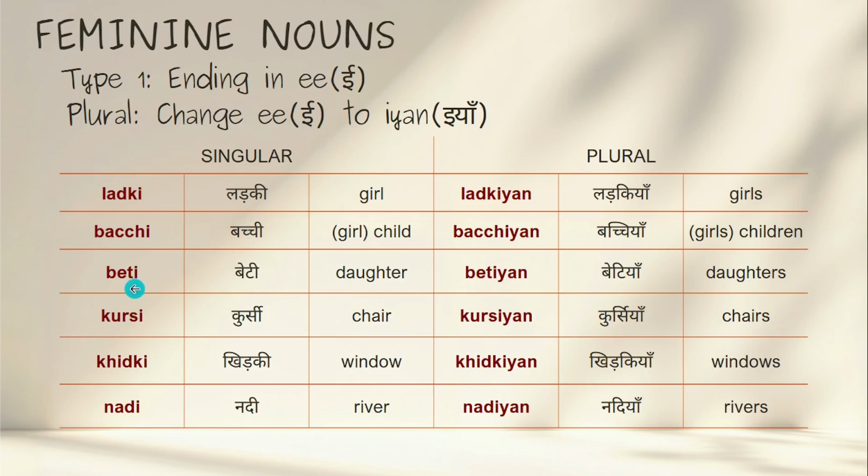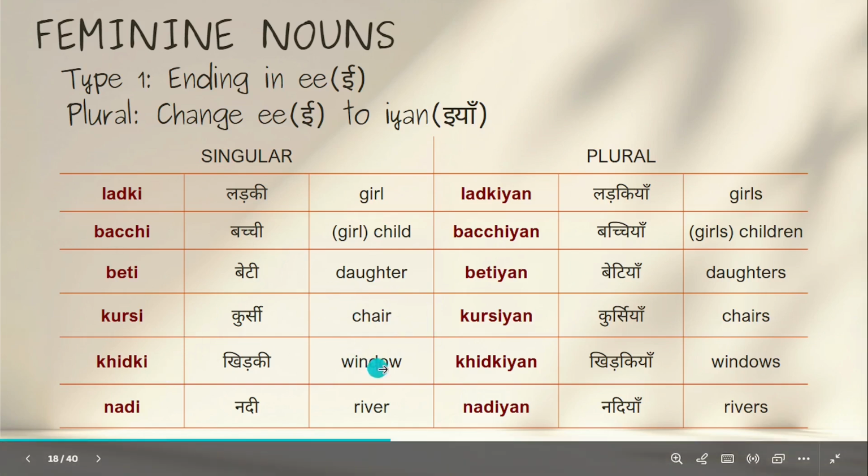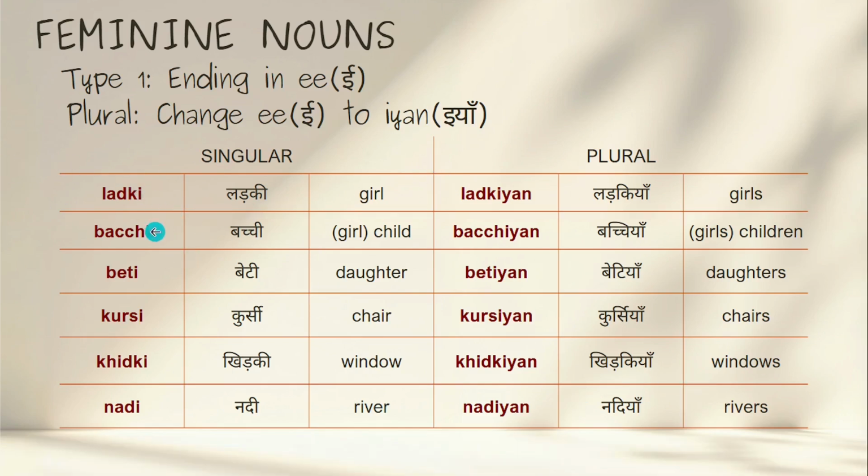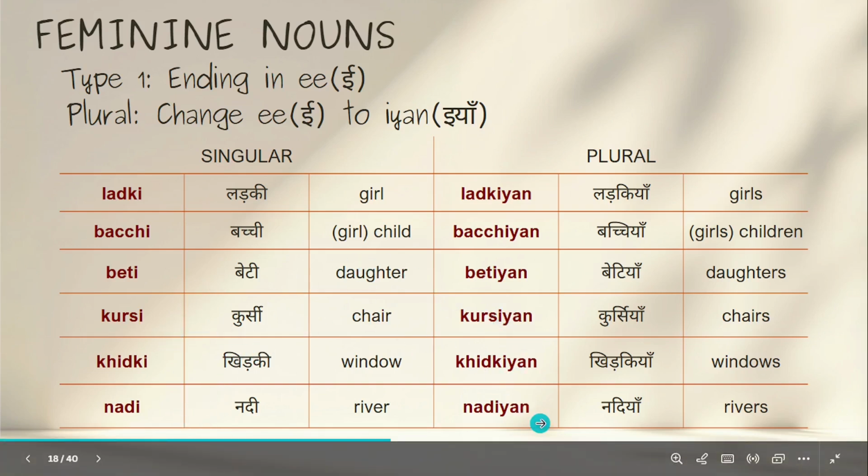Bachchiyan. बेटी, बेटियां. कुर्सी, कुर्सियां. बेटी is daughter, kursi is chair. खिड़की is window, खिड़कियां is windows. नदी means river, नदियां is rivers. लड़की, लड़कियां, बच्ची, बच्चियां, बेटी, बेटियां, कुर्सी, कुर्सियां, खिड़की, खिड़कियां, नदी, नदियां.